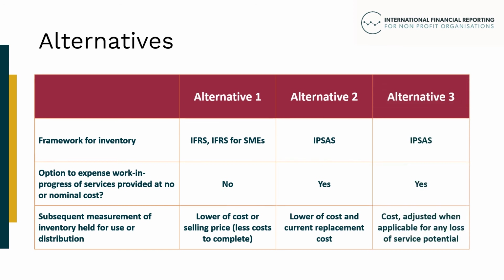Alternative 3 is also based on the requirements of IPSAS, as Alternative 2, but requires that inventory for distribution is valued at the lower of cost and current service potential. This valuation technique is not permitted by any current international standards, but is required by one jurisdiction as part of its national standards. As with Alternatives 1 and 2, additional guidance would be provided.